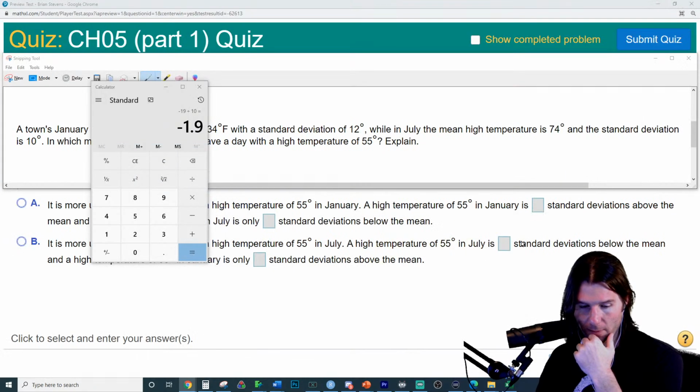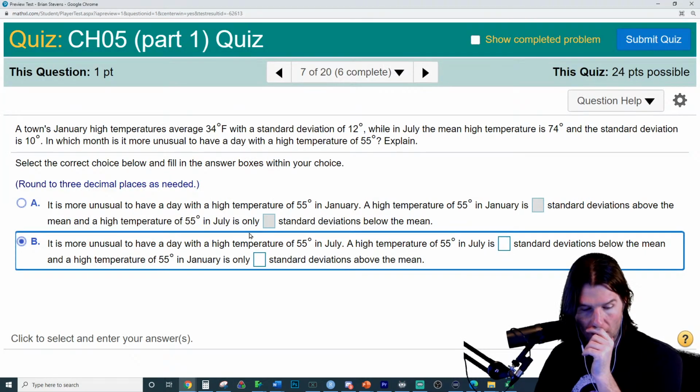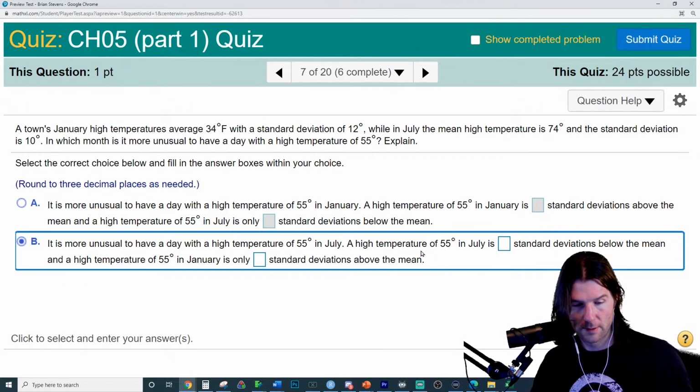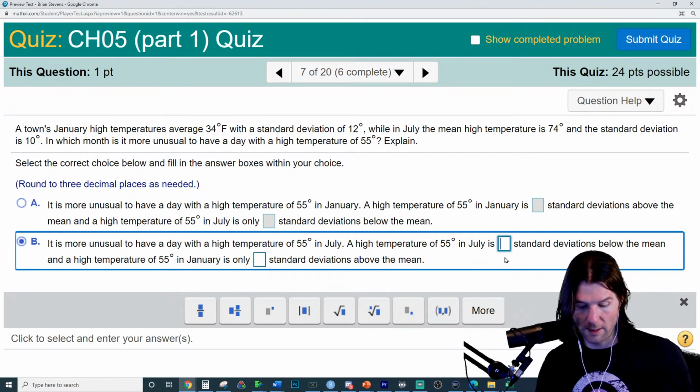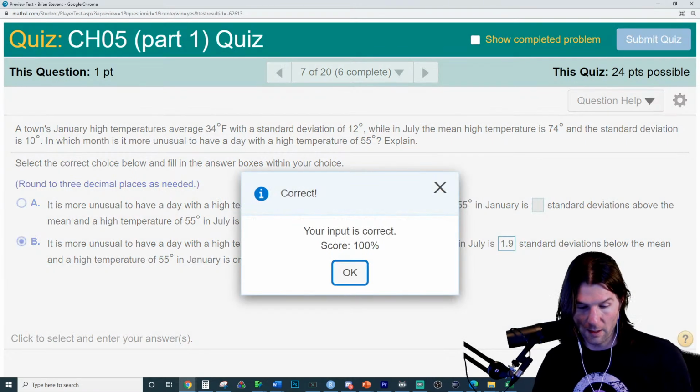1.9 and 1.75. Okay. It is more unusual to have the high temperature of 55 in July. So it is the July one that is more unusual, right? Because yes, a high temperature in July is 1.9 standard deviations below the mean, while the January one is 1.75 standard deviations above the mean.